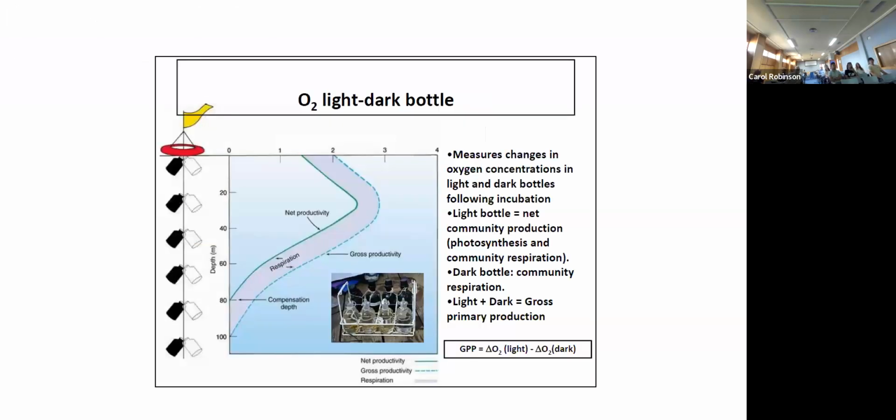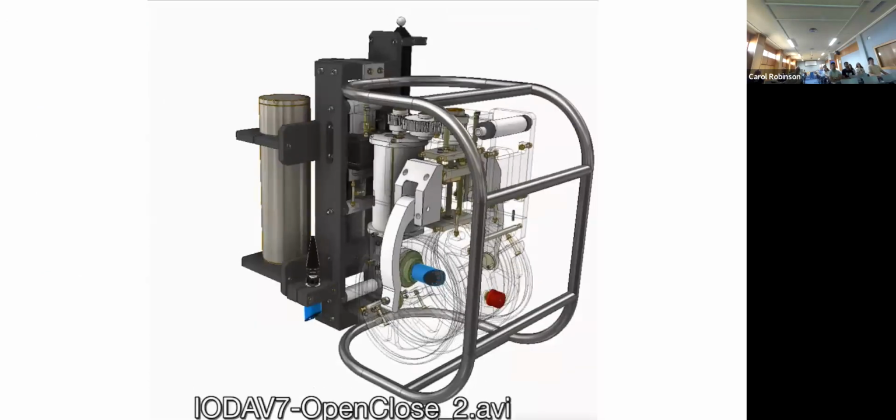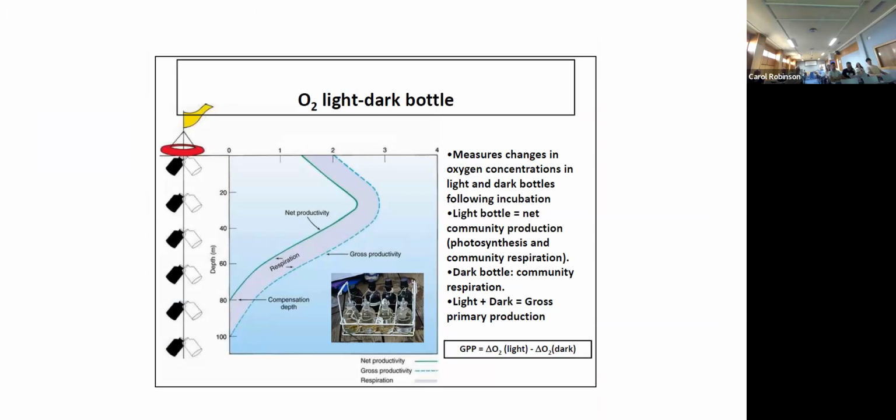From this kind of incubation, you can get a gross community production profile, net community production, and respiration through the water column. This technique is very nice. It's very robust for the mixed layer and the euphotic layer. But if you want to measure respiration in the deeper layer where the rates are lower, it's not the right technique, not the right resolution.